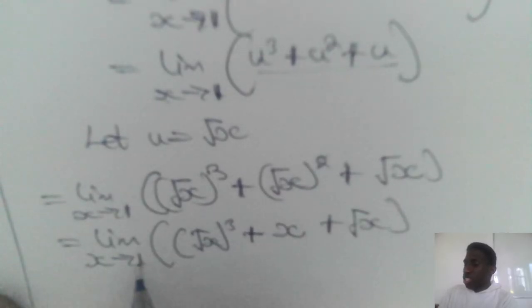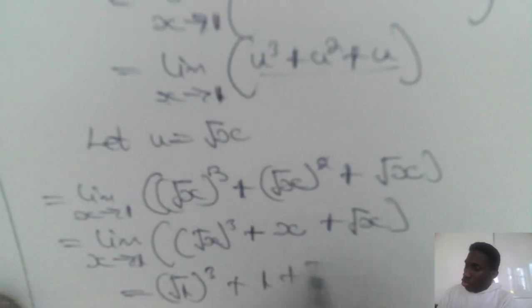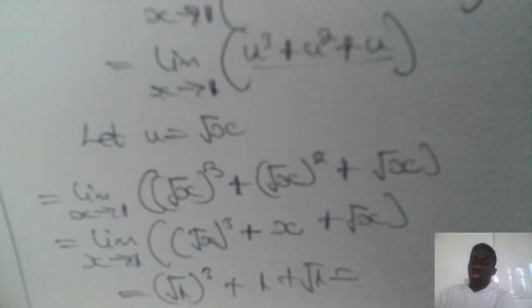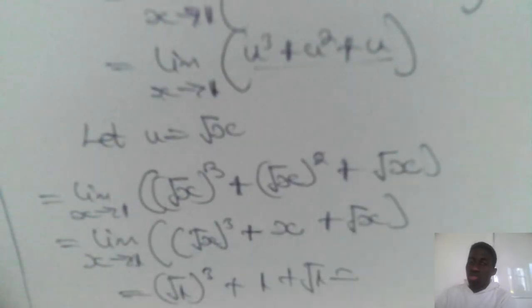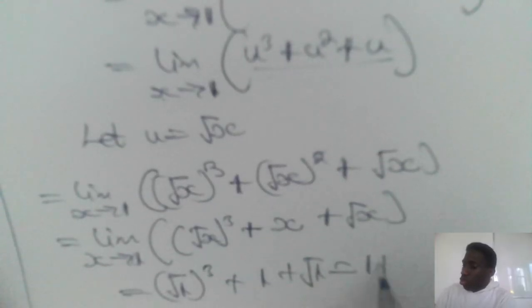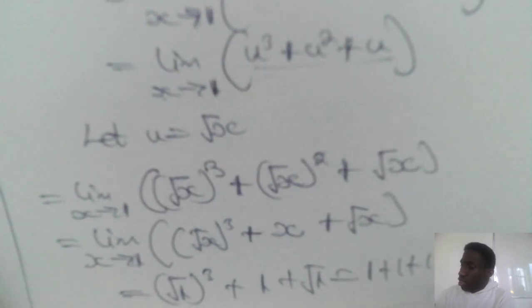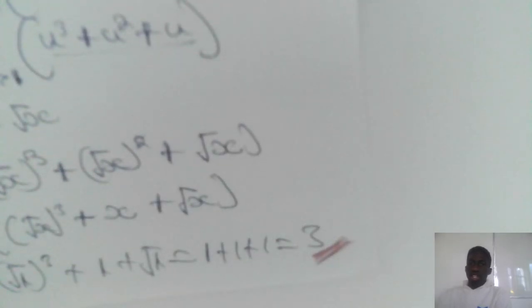And if we now put in 1 wherever we see x here, we will have the square root of 1 all cubed plus 1 plus the square root of 1. This is 1 plus 1 plus 1, because the square root of 1 is 1, 1 cubed is 1, plus 1, plus the square root of 1 again. So 1 plus 1 plus 1 gives us 3. And that is the final answer. 3 is our final answer.